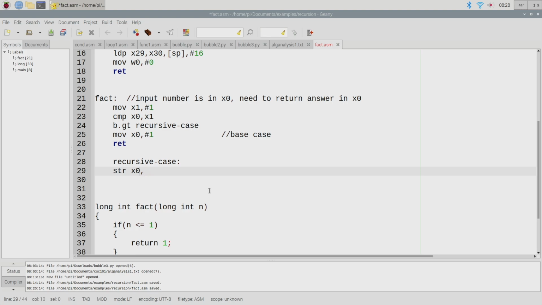No, the assembler doesn't care. I mean, I will just for, no, but it makes it more readable, I think. Okay, I need to store this to the stack.